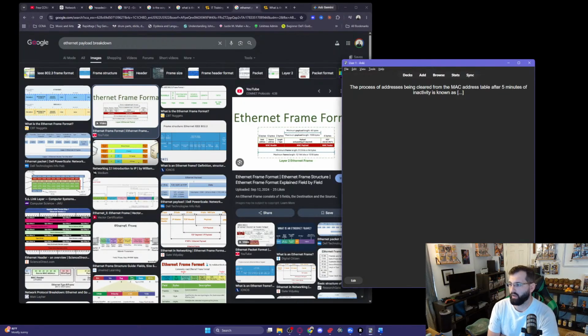The process of addresses being cleared from the MAC address table after 5 minutes of inactivity is known as... Isn't it dynamic? Oh, aging. Dynamic is that it makes the table itself. What is the minimum size of an Ethernet payload? The minimum size of an Ethernet payload is 46. The payload, not the frame.